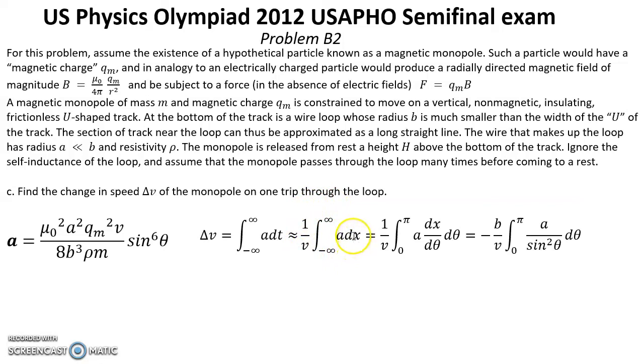After that express dx through theta. That will be dx over d theta multiplied by d theta. This dx over d theta equals negative b over sine squared theta. And finally we have this integral, and here we can insert the expression for acceleration. Now after cancellation of b and v, we have dv equal to this expression, and we have to count this integral.